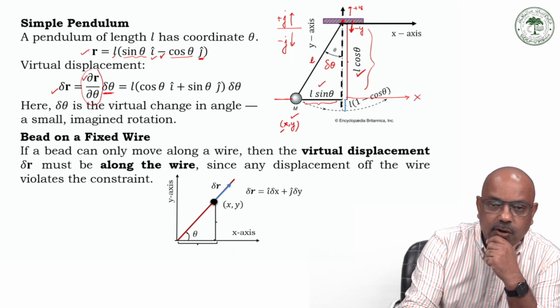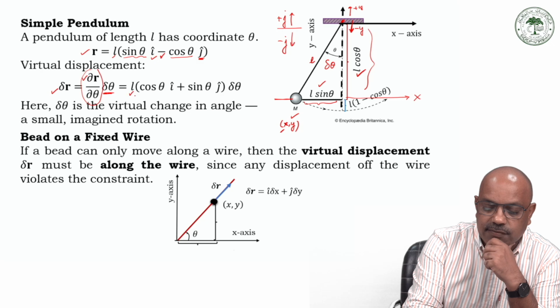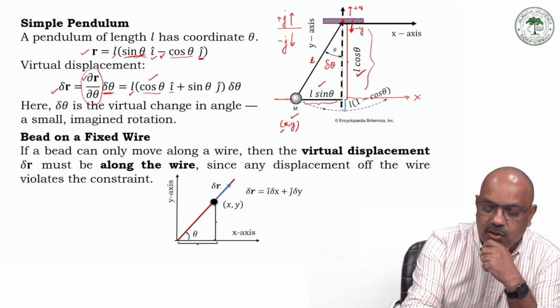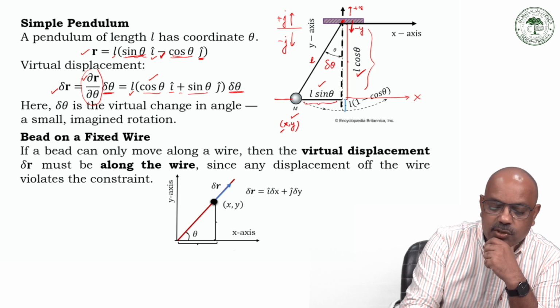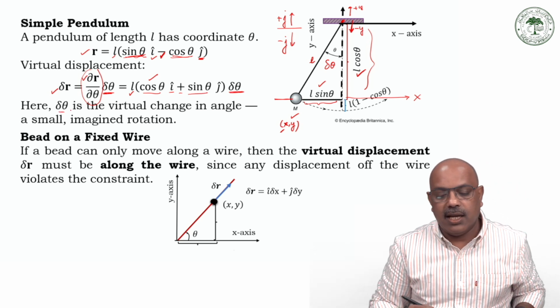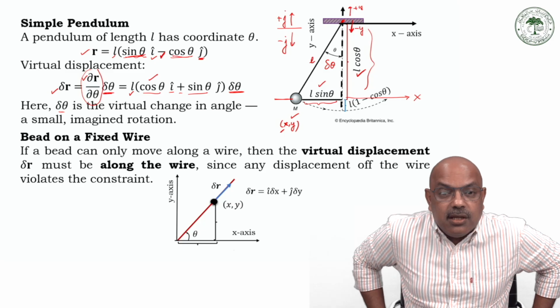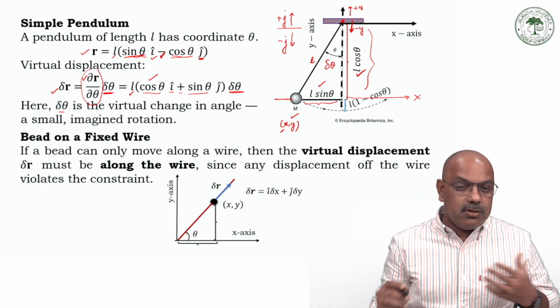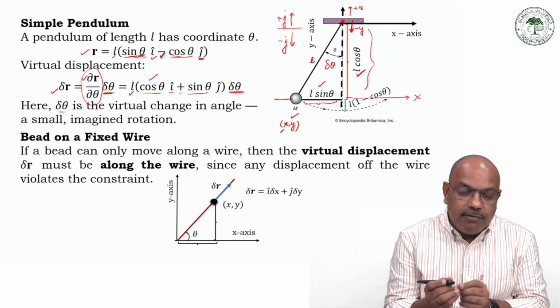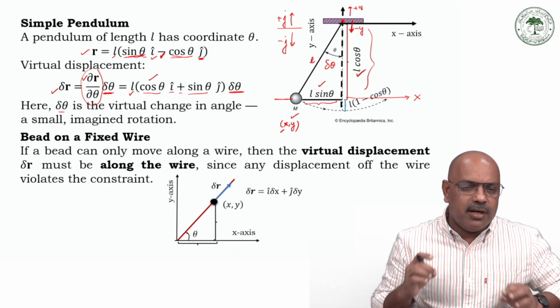I can figure it out from here, because L is fixed, so this is cos theta i, and this is sin theta, so sin theta becomes cos theta, and then cos theta becomes minus sin theta, and minus becomes plus, this is plus sin theta, and delta theta. So here delta theta is the virtual angle, a small imaginary rotation. Okay, this is the change in configuration of the system at the particular instant.